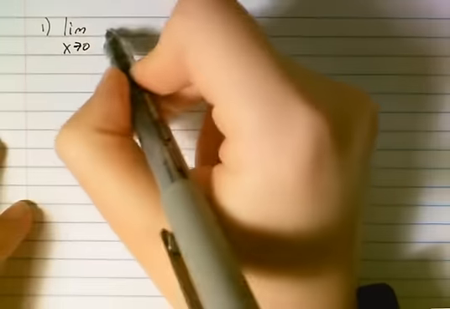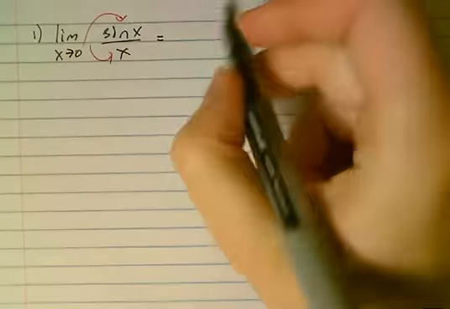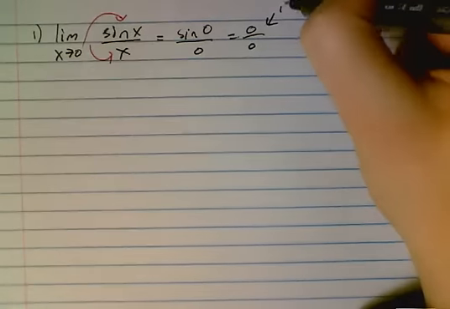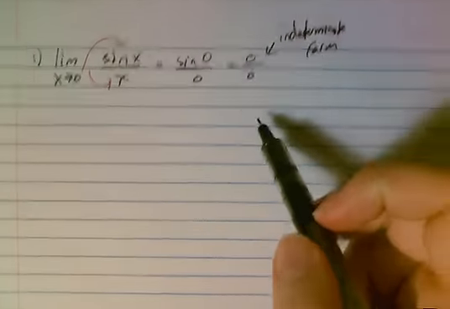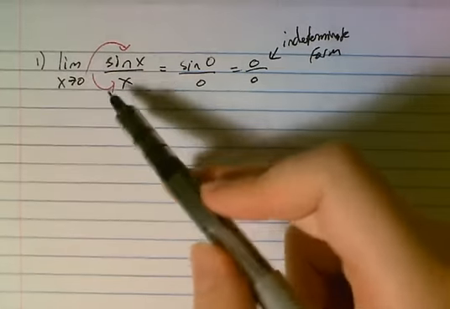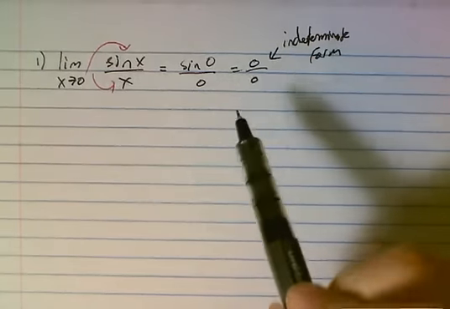So, let's say we're trying to find the limit as x approaches 0 of the sine of x over x. Well, if I try it with my substitution first, this tells me that there is a removable discontinuity. It's the indeterminate form, it's called. But I can't factor that. Sine x, x, those don't factor. So I can't use my original technique. And because it's 0 over 0, I can use L'Hopital's rule.